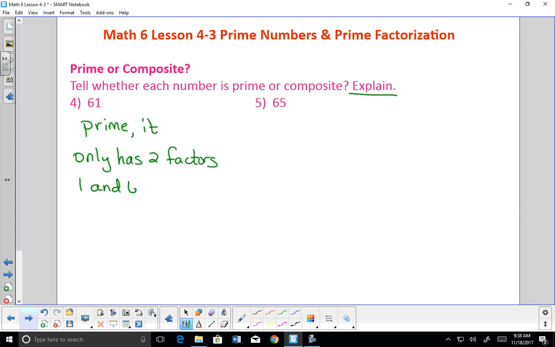65, is that prime or composite? I look at that and go, it ends in a 5, so it's divisible by 5, so it has to be composite. How do I know it's composite? It's divisible by 5, which means it has more than 2 factors. If it's divisible by 5, 5 is a factor, 13 is a factor, 1 is a factor, and 65 is a factor. Therefore, it has to be composite.